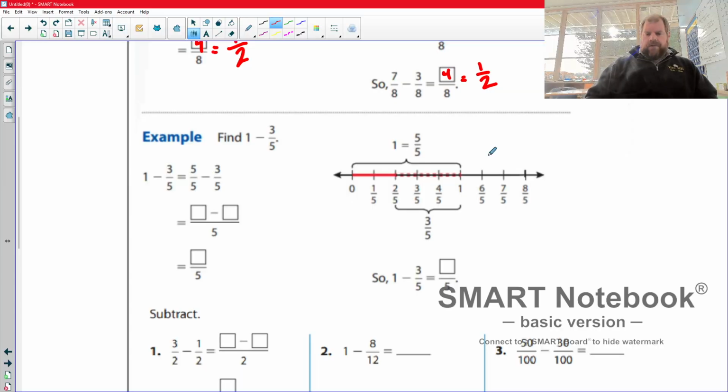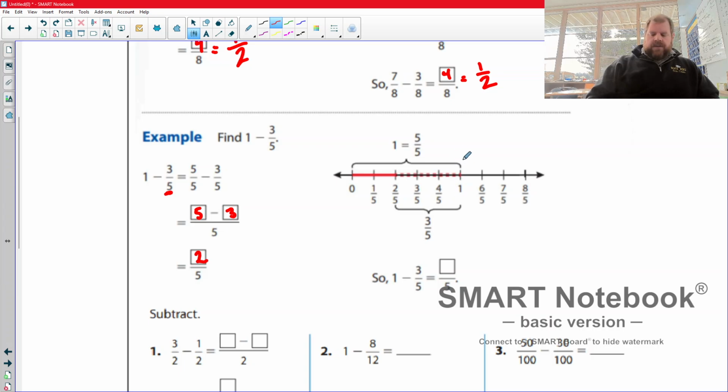When we have whole numbers involved, that technically isn't a fraction. It technically doesn't have a common denominator right now, but we can make it have a common denominator. If I want to write 1 in terms of fifths, it's always going to be 5 fifths. If it was 2, it would be 10 fifths. If it was 3, it'd be 15 fifths. We can always write that number in the denominator that I have. So 1 being 5 fifths, and we're going to subtract 3 fifths, gives us 2 fifths as an answer.